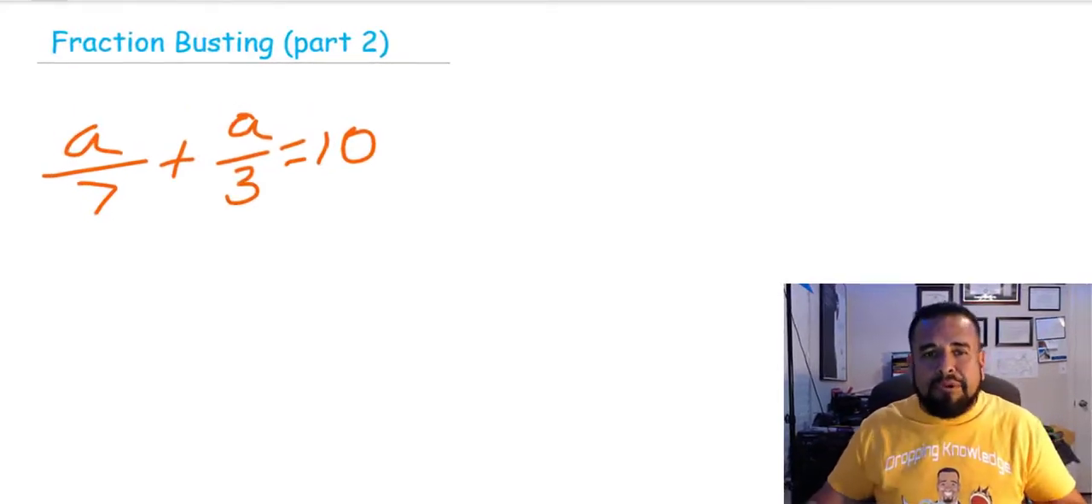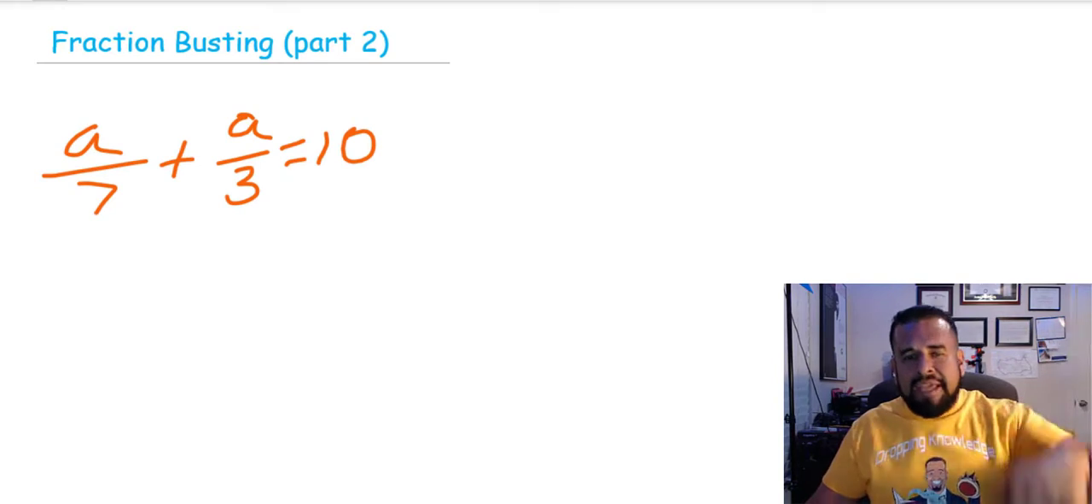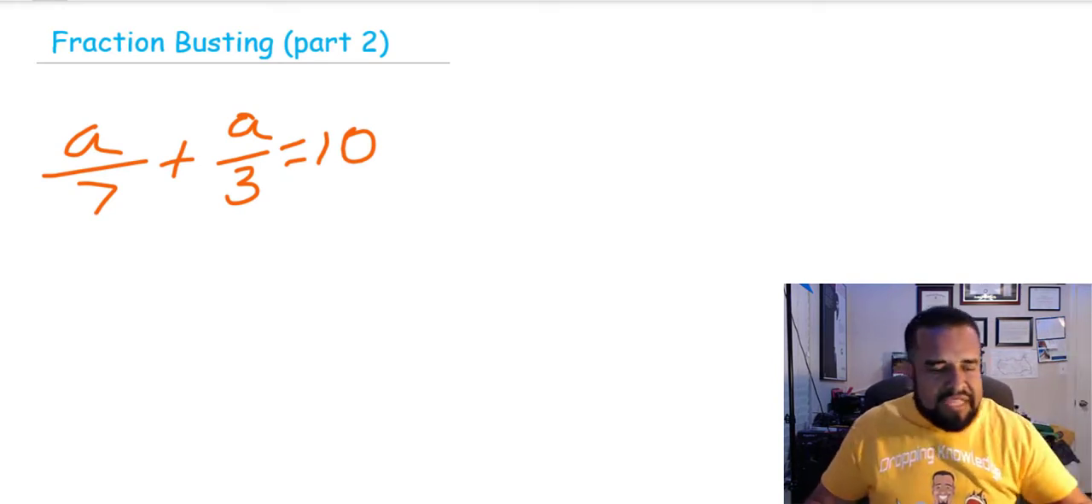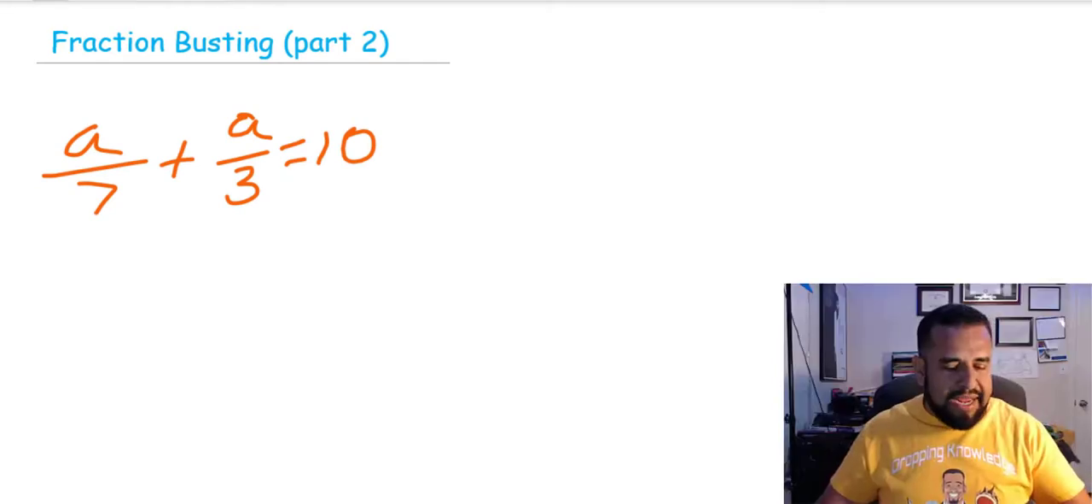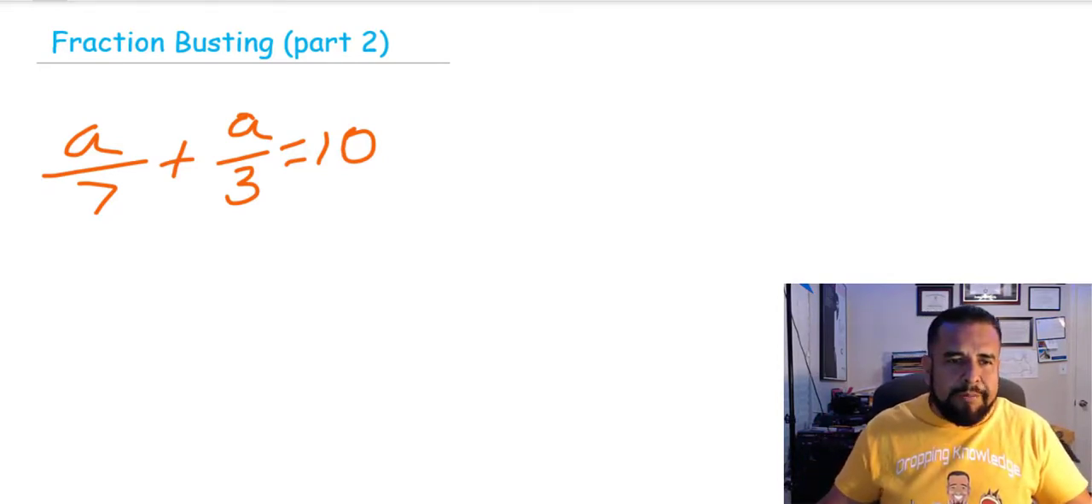I have 3 examples, so pay attention, especially if you don't really understand it. This will take you from the beginning down to an algebra level type of problem. So let's take a look at the first one here. We have a divided by 7 plus a divided by 3 equaling 10.